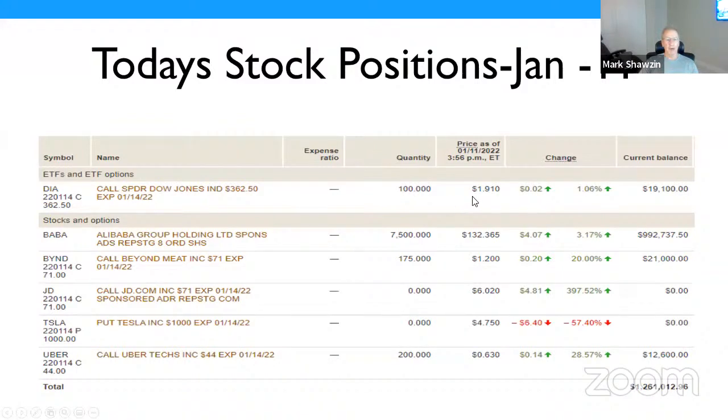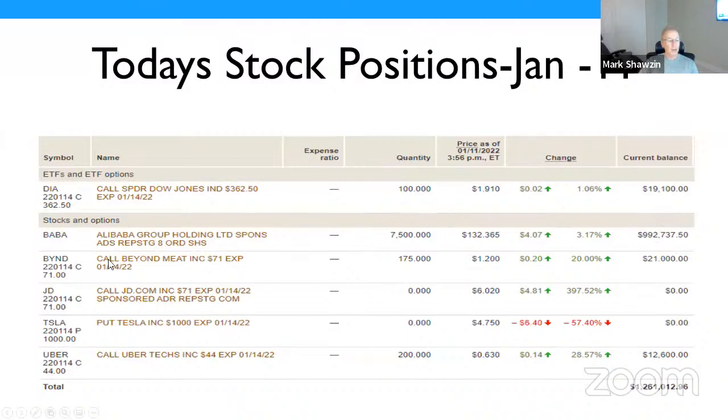I bought it at about $1.70, closed at $1.90. I was up a little bit on that. I'm also long 7,500 shares of Alibaba. The ticker symbol is BABA in this account. We're worth almost $1 million in this position.